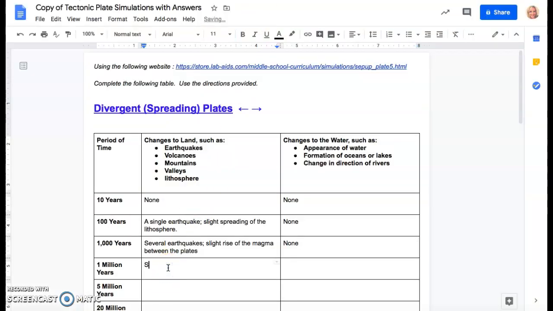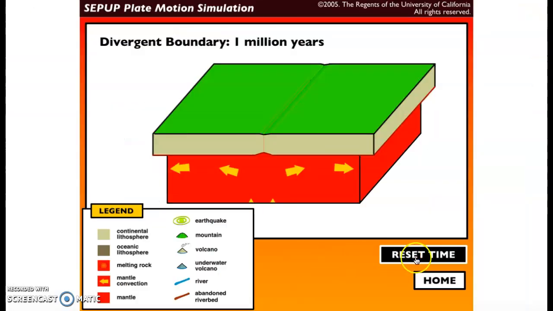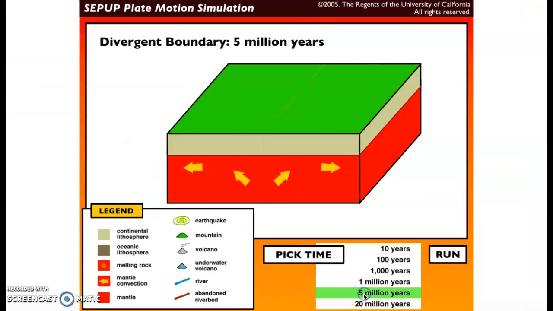So I'm going to go over here. I'm going to again say several earthquakes. I am going to say magma pushes up further between the plates, and a valley forms on the surface. Right? Still no water. Now, when I go back and I do 5 million years, reset my time, 5 million years, starting from the beginning, watch what happens.